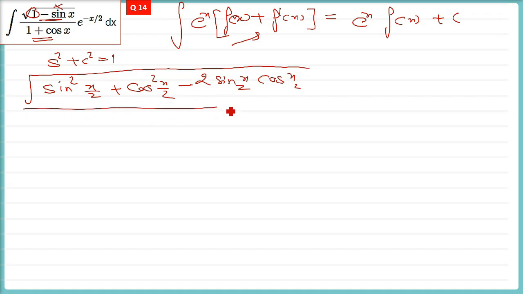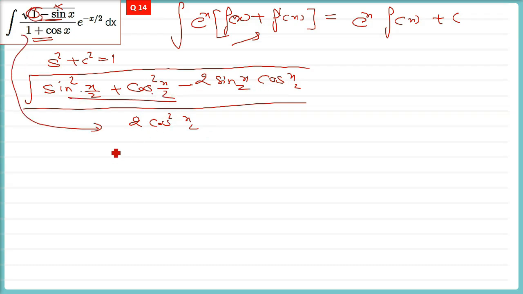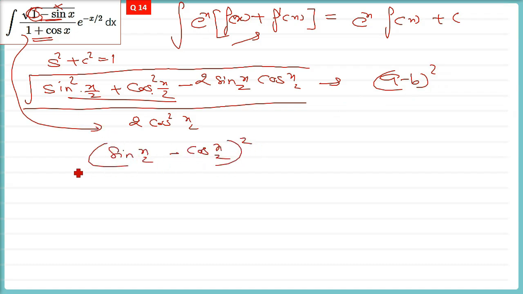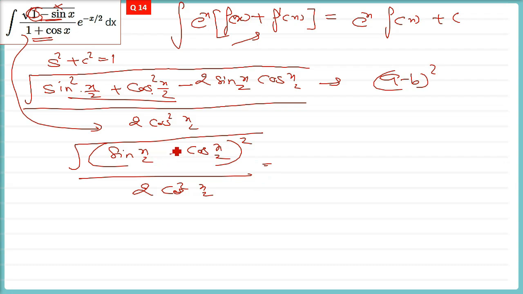This denominator will be 1 plus cos x. This can be written as 2 cos square x by 2. This is also a straightforward formula. So a square plus b square minus 2ab is (a minus b) whole square. This is actually a formulation of (a minus b) whole square only. A is sin x by 2, b is cos x by 2. You can just square it, put a under root, and the denominator remains the same, 2 cos square x by 2. And this root gets cancelled with the square.